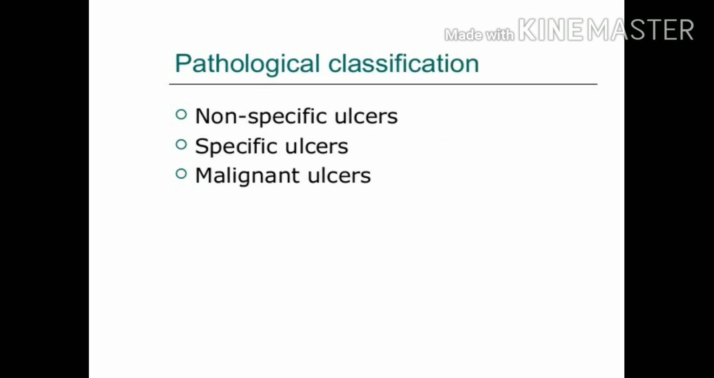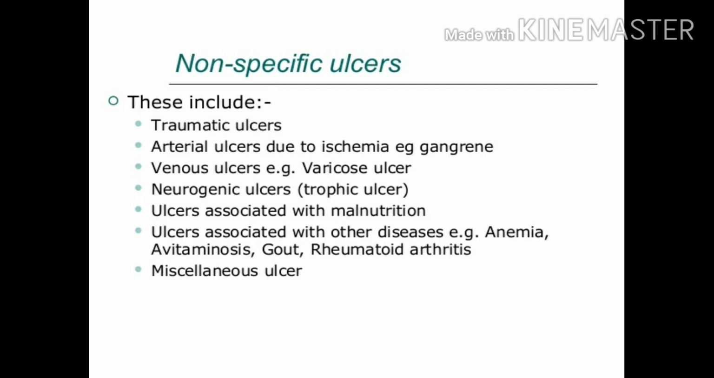Now coming to pathological classification. This will include non-specific ulcers, specific ulcers, as well as malignant ulcers. Now non-specific ulcers will include traumatic ulcers, which are obviously caused by trauma, and arterial ulcers, which will be caused by ischemia, for example gangrenous ulcer.